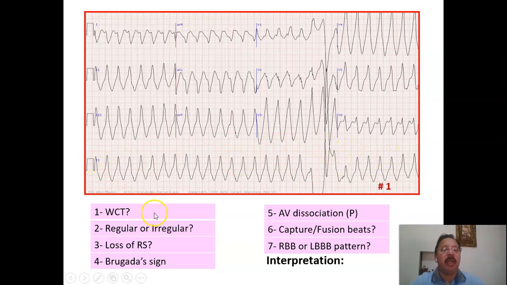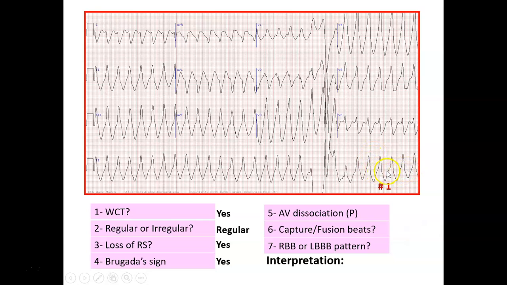Is it wide complex tachycardia? The answer is yes. Regular or irregular? It's regular. Look at the chest leads, is there loss of RS? The answer is yes. So this is ventricular tachycardia. But let's continue. Brugada sign: yes. Atrioventricular dissociation: it's difficult to find any P waves or any capture or fusion beats. And the morphology of the QRS complexes in leads V1, V2 is a right bundle branch block pattern. So our interpretation is very straightforward.